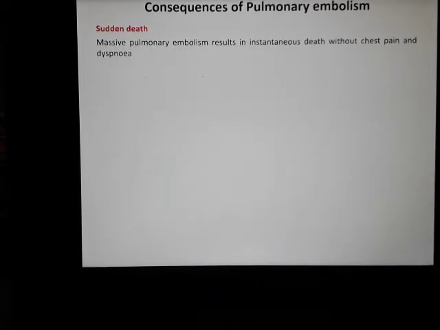If there is massive pulmonary embolism, that may result in instantaneous death without chest pain and dyspnea. But if for any cause death is delayed, then the clinical features will come which resemble myocardial infarction: severe chest pain, dyspnea, and shock. So these are the clinical symptoms if death is delayed due to massive pulmonary embolism. But commonly there is instantaneous death.